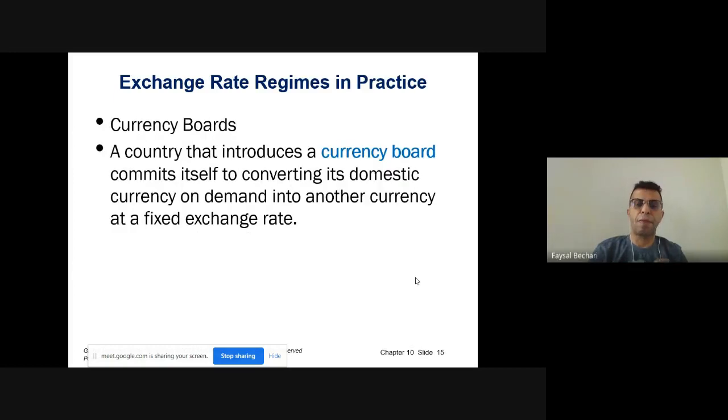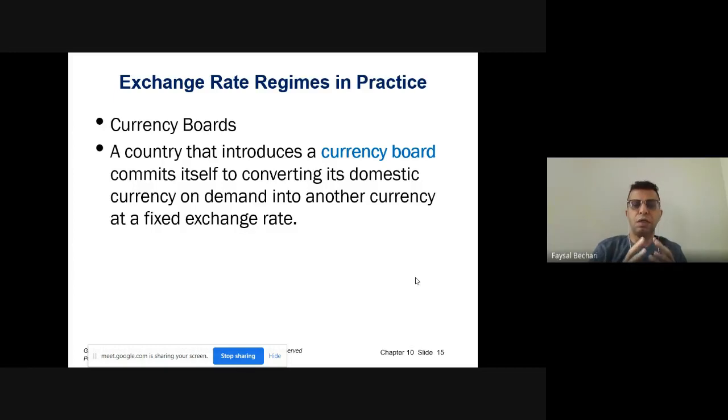stable. Now, then you have the currency board. A country that introduces a currency board commits itself to converting its domestic currency on demand into another at a fixed exchange rate. Very few countries do that. Like Switzerland, and probably Kuwait does that, and I believe Bahrain.